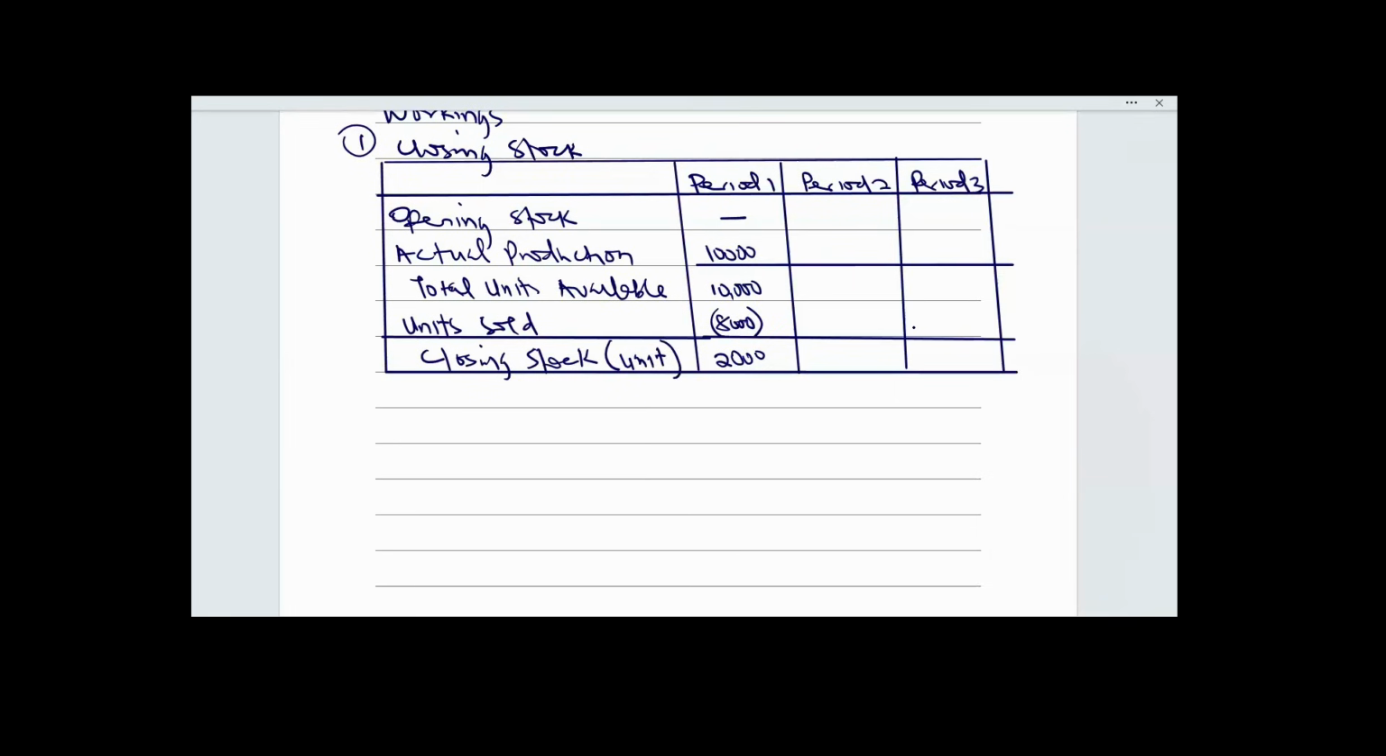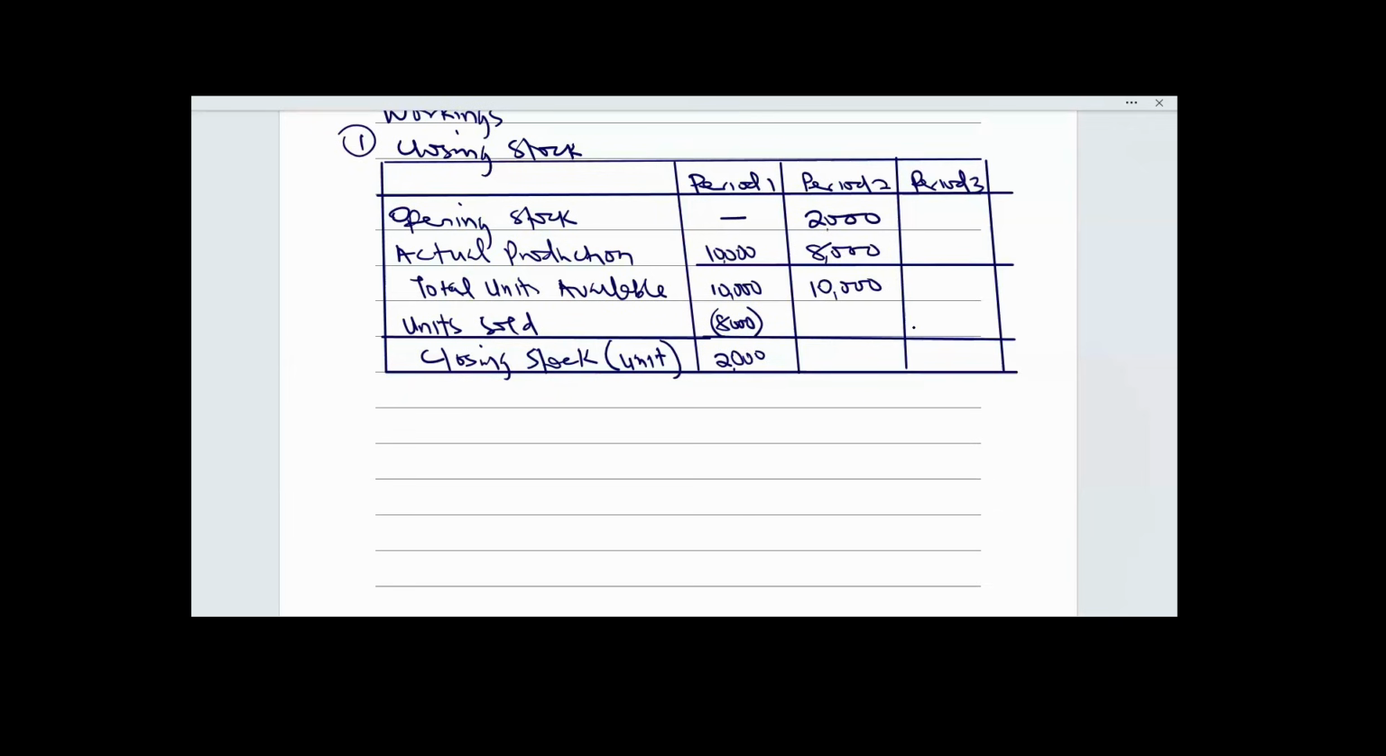So let's complete for other periods. The closing stock in the first period will become opening stock in the second period. Therefore, 2,000 units were unsold in the first period. It will now become opening stock at the beginning of the second period. So here will be 2,000 units. How many units were produced in the second period? 8,000 units. 8,000 plus 2,000 will give us 10,000.